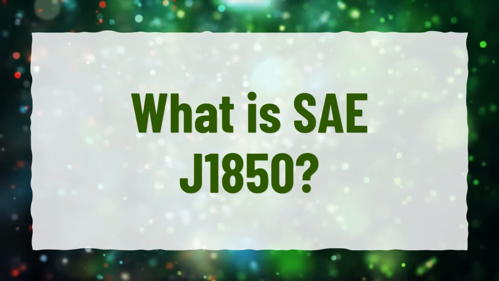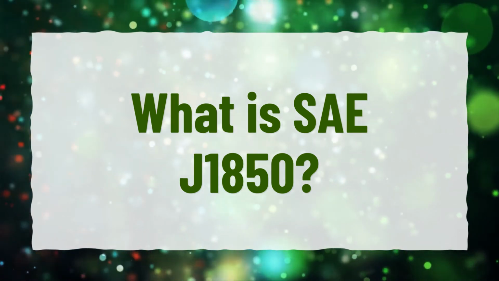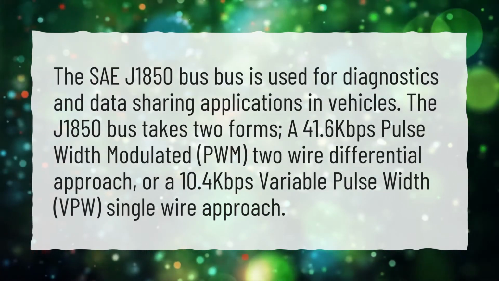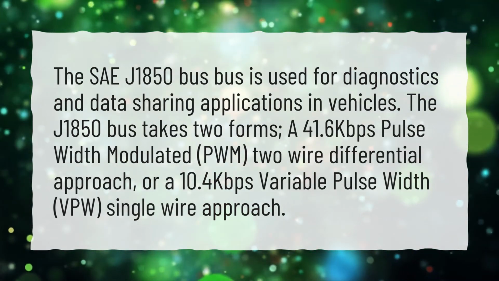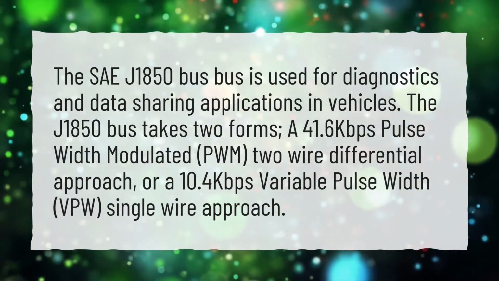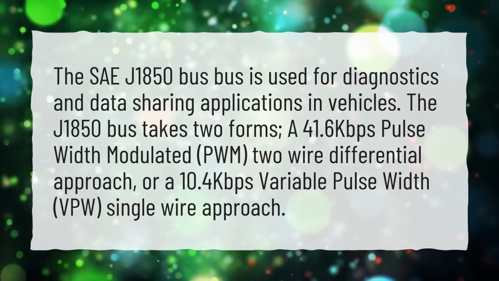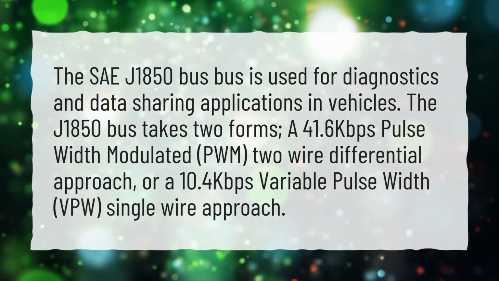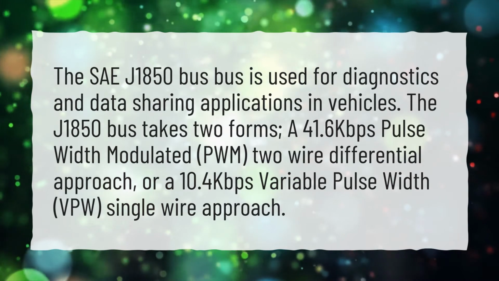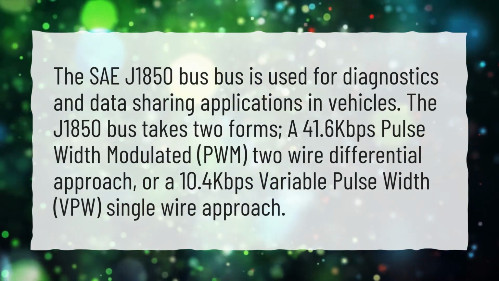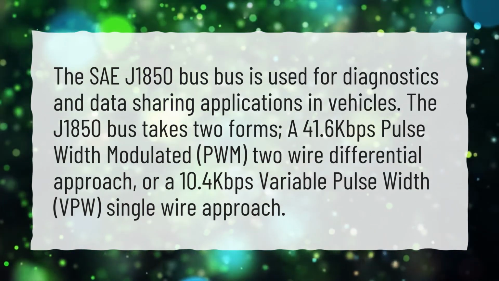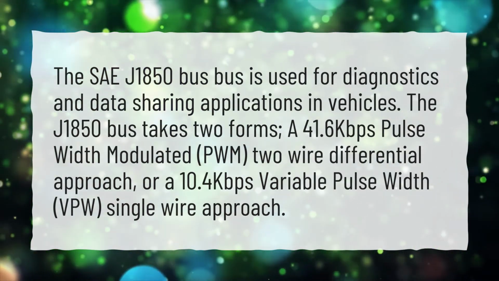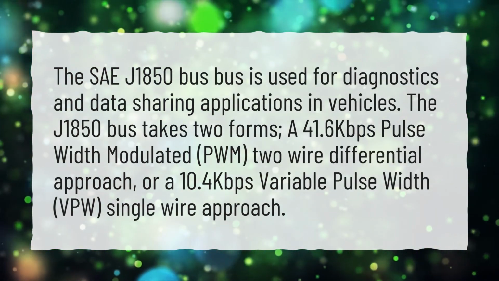What is SAE-J1850? The SAE-J1850 bus is used for diagnostics and data sharing applications in vehicles. The J1850 bus takes two forms: a 41.6 kilobits per second pulse width modulated PWM two-wire differential approach, or a 10.4 kilobits per second variable pulse width VPW single-wire approach.